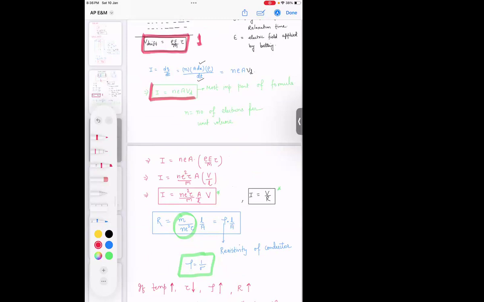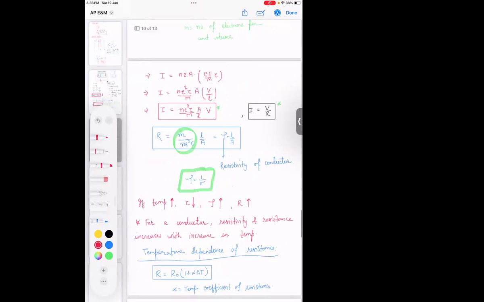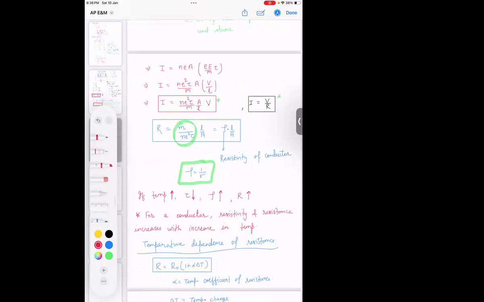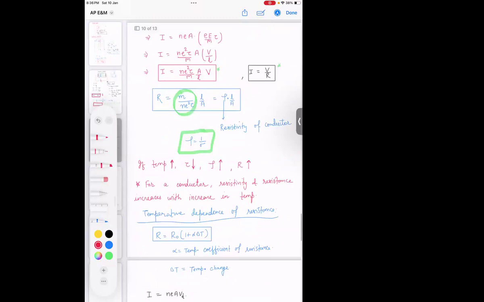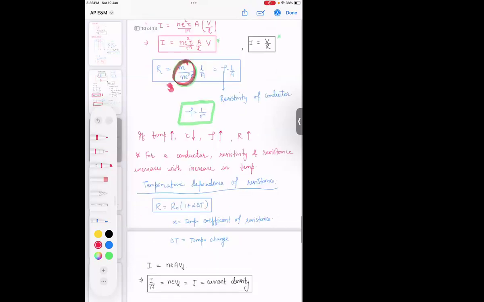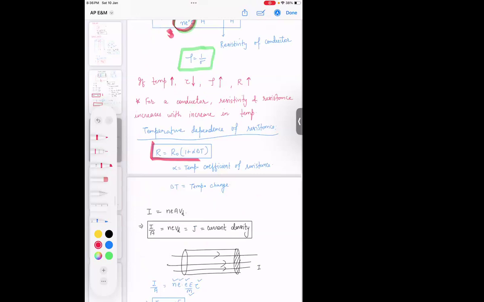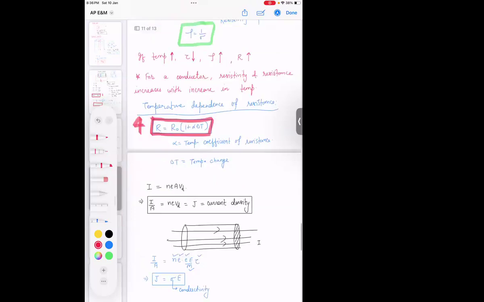Second, current. Okay. Third, current in this format we have written, and with the help of that we got the resistance as rho L by A. Okay, rho L by A we got it, and rho is nothing but m by ne square tau. Fourth thing, how the resistance depends on the temperature. That is the fourth important thing.